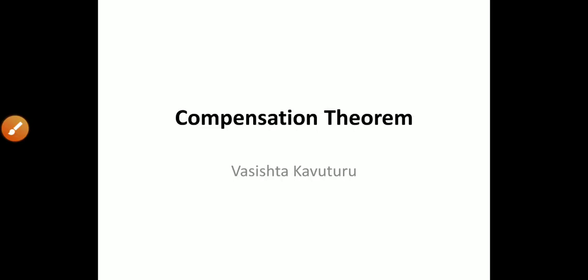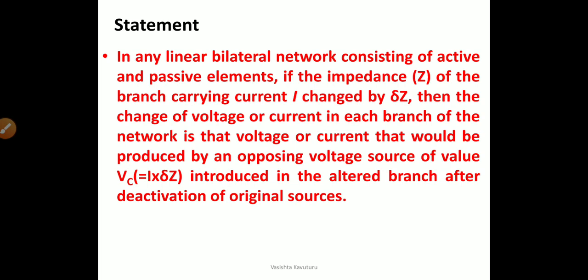In this video, we'll see about the compensation theorem. The statement for the compensation theorem is: in any linear bilateral network consisting of active and passive elements, if the impedance of the branch carrying current I is changed by ∂Z, then the change of voltage or current in each branch of the network is that which would be produced by an opposing voltage source of value Vc introduced in the altered branch, with deactivation of the original sources.